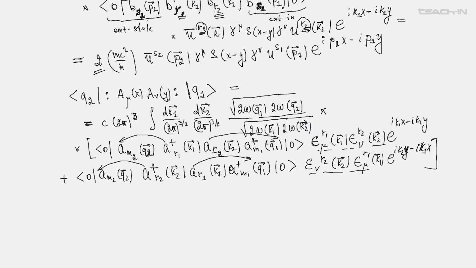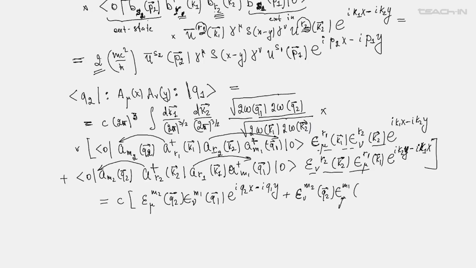You will get epsilon mu M2 Q2, like this, epsilon mu M1 Q1, exponential i Q2 x minus i Q1 y, plus epsilon nu M2 Q2, epsilon mu M1 Q1, and another exponential. Okay, that is what you will have here.